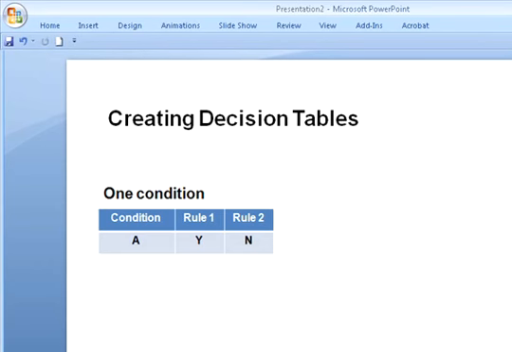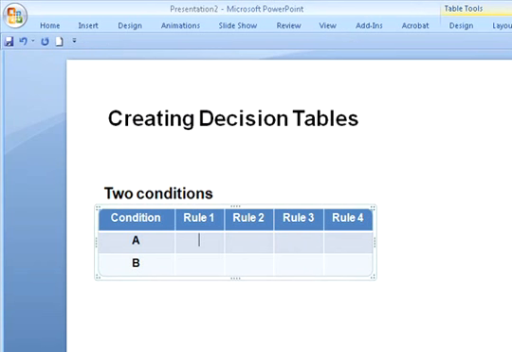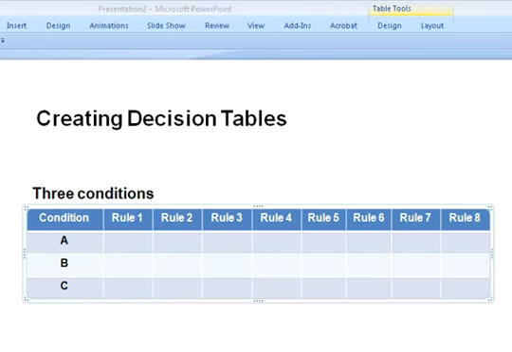Here's how it works. With two conditions, the first pattern is YYNN, and the second pattern is YNYN. With three conditions, the first pattern is YYYY, then NNNN. The second pattern is two sets of YYNN. And the third pattern is a series of YNs.